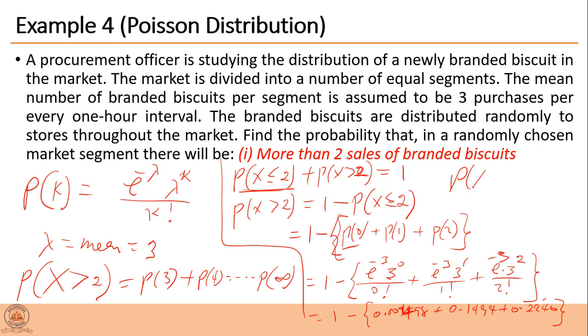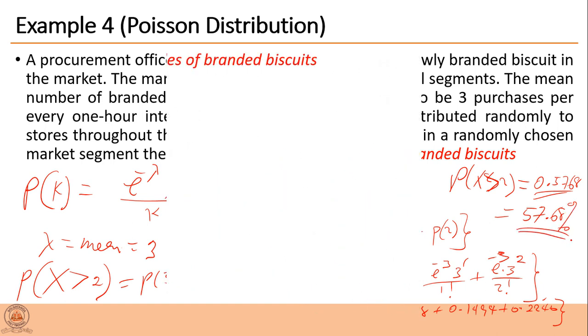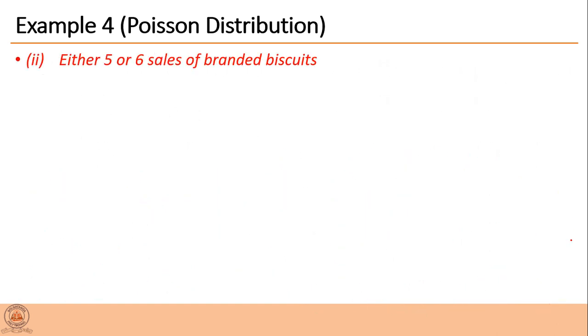Alright, so we do the mathematics here because P(x greater than 2) equals 0.768. Put this in percentage form, we have 57.68%. On the same question, we are looking at the probability of getting either 5 or 6 sales of branded biscuits.